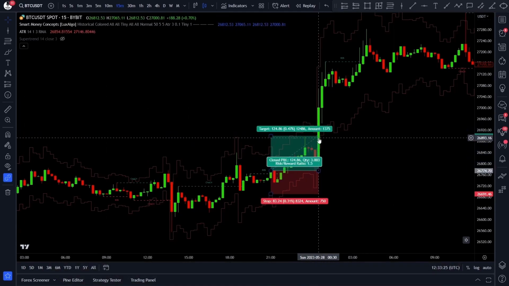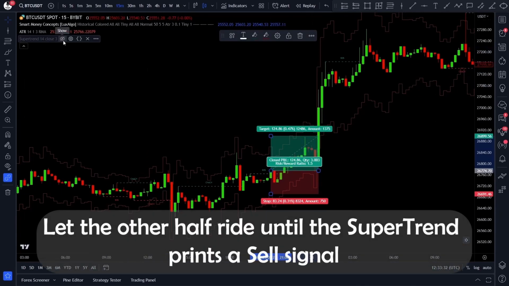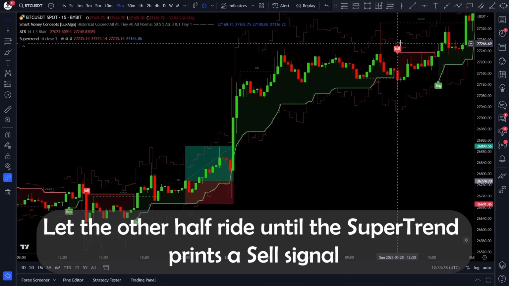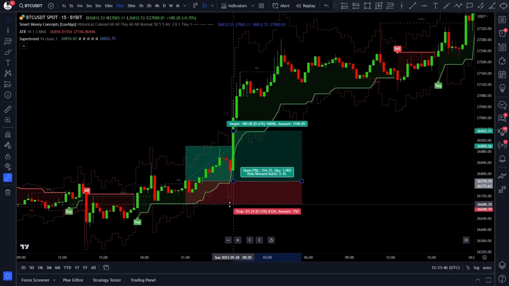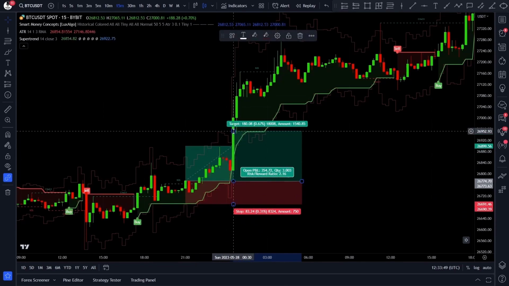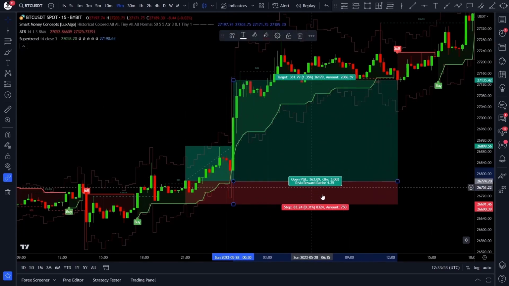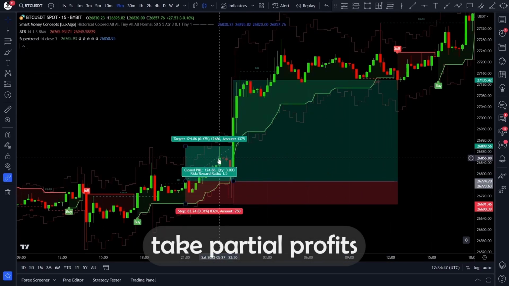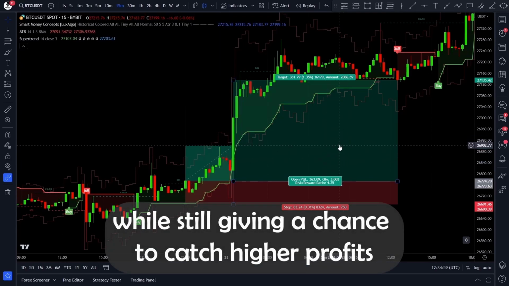At this point, we will take off 50% of the position and let the other 50% ride until the super trend prints a sell signal. And that won't happen until this point. So in this case, the first part of the trade would have been a 1 to 1.5 risk to reward ratio, and the second part would have been a 1 to 4.35 risk to reward ratio. With this trade management method, we make sure to take partial profits as the price moves up while still giving a chance for higher profits with a trailing stop loss.